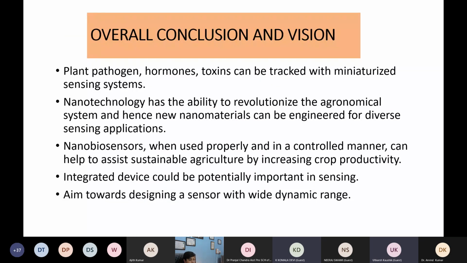So, the overall conclusion. This is my last slide almost. So what is the overall conclusion? The plant pathogen, hormone and toxin can be tracked with miniaturized sensing systems. So nanotechnology has the ability to revolutionize the agroeconomical system, and hence new materials can be engineered. That's why I mentioned the nano engineering.